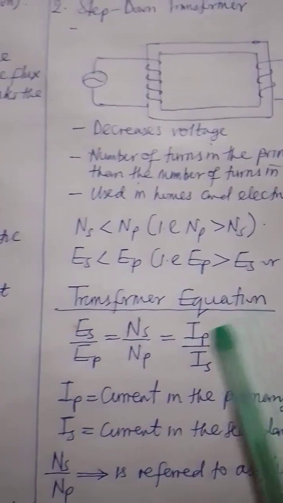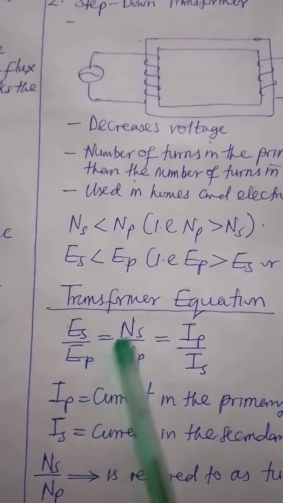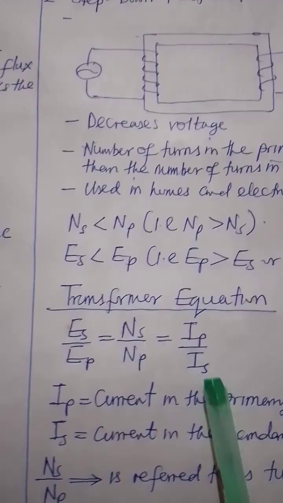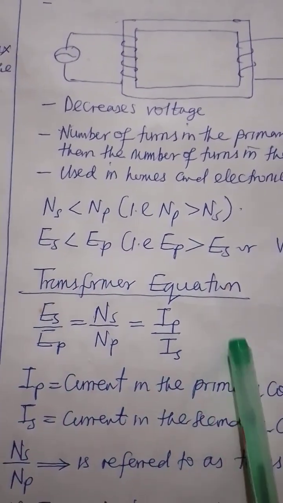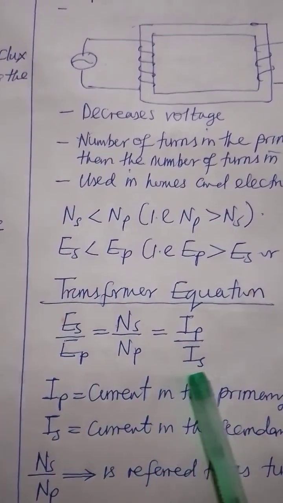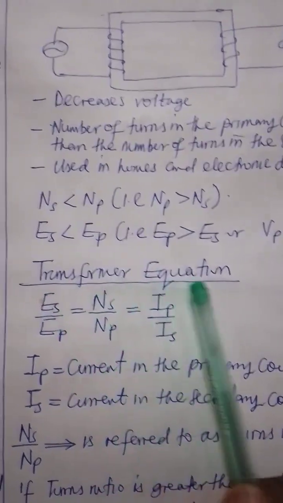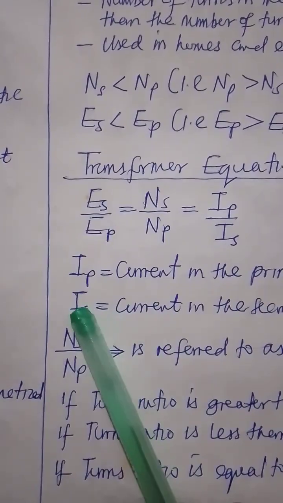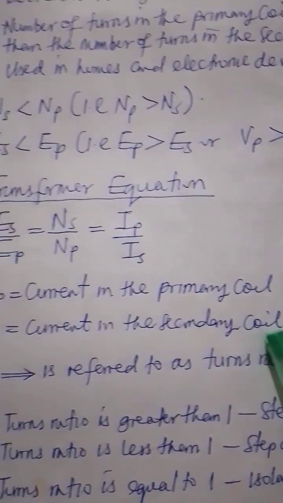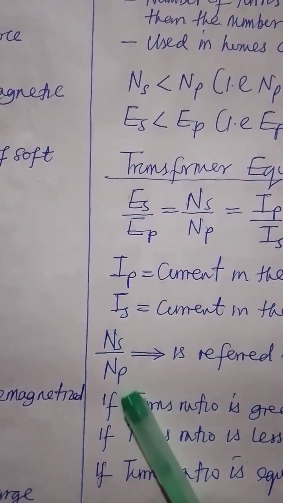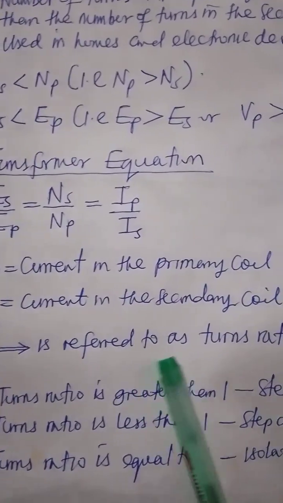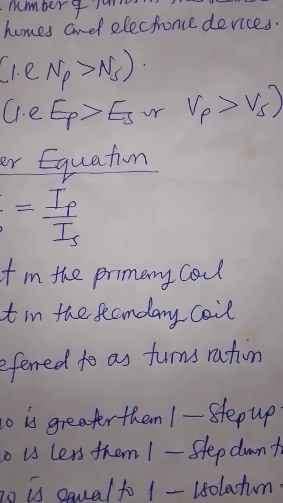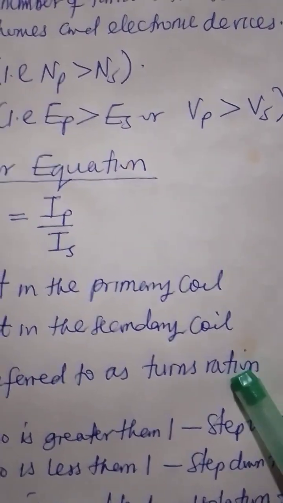The transformer equation: ES over EP is NS over NP is IP over IS. You need to commit this formula to memory. This is the major formula referred to as the transformer equation. IP here means current in the primary coil. IS, current in the secondary coil. NS over NP is referred to as turns ratio, not ration, it's ratio. Turns ratio.